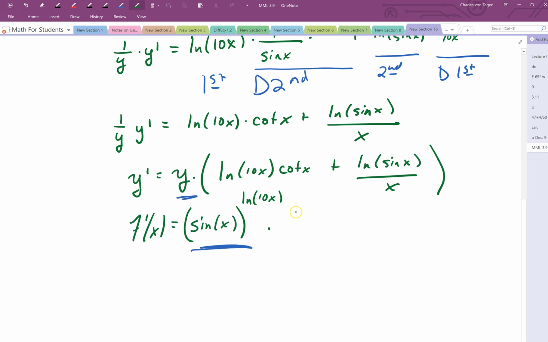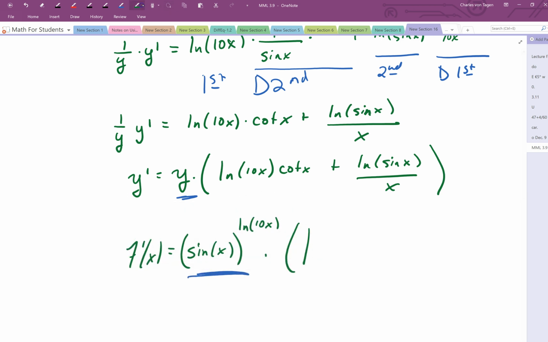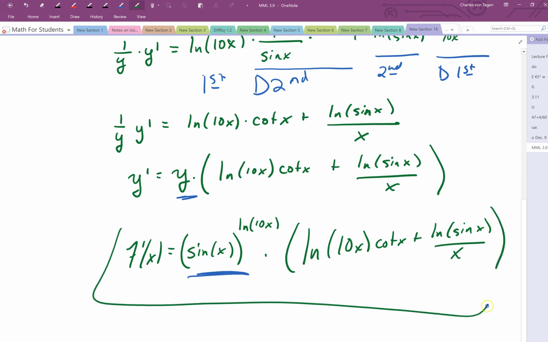So we've got times, this is a little bit, let me see if I can insert some space here. There. Times the natural log of 10x cotan x plus the natural log of sine of x over x. Now there may be some simplification I could do to this problem, but I think that's a good place to park the answer, and my math lab should accept that.